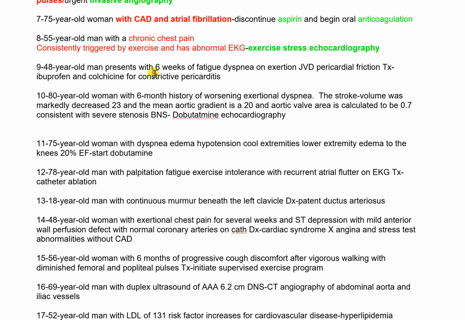Here is another idea of a case. A 48-year-old man with a 6-week history of fatigue, dyspnea on exertion, JVD, pericardial friction rub. What do you think is going on? What's the diagnosis? Pericarditis. Yeah, and then you treat that with ibuprofen and colchicine.